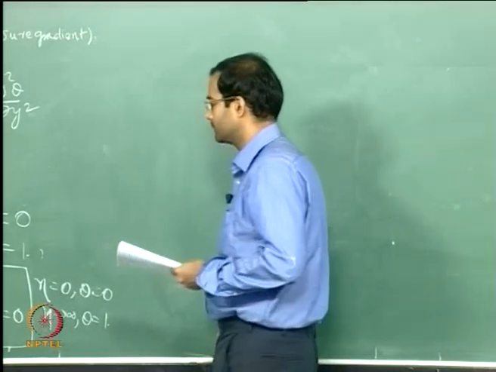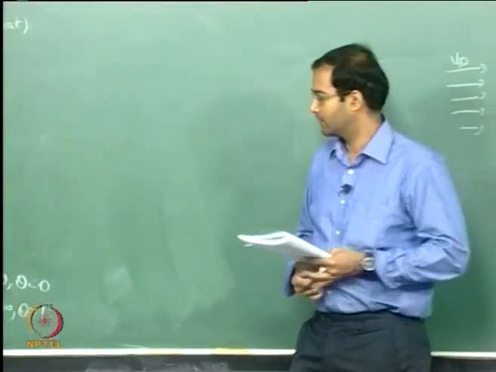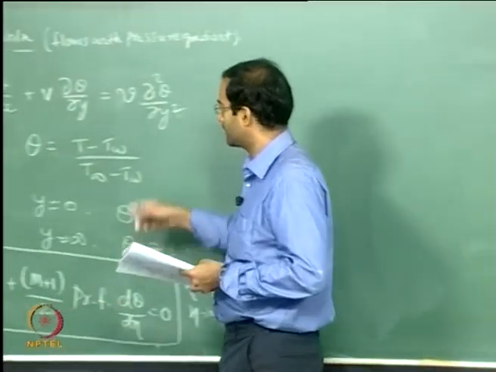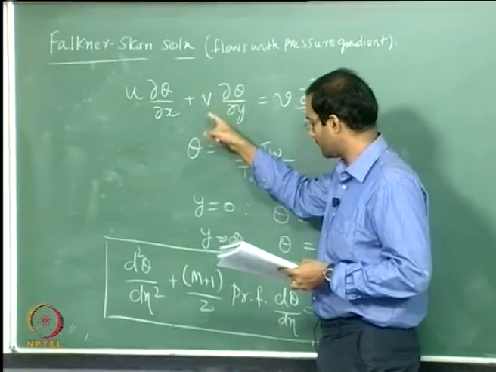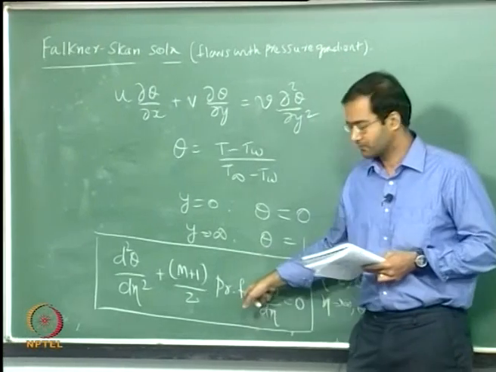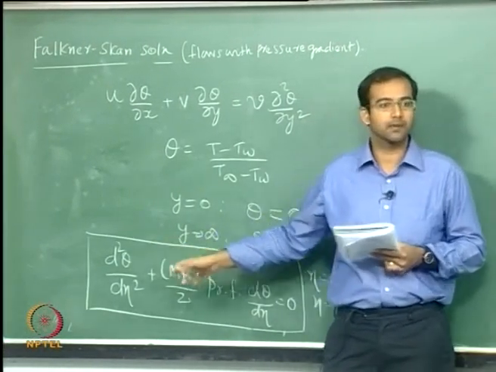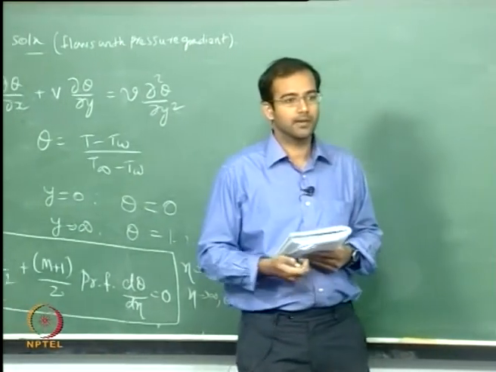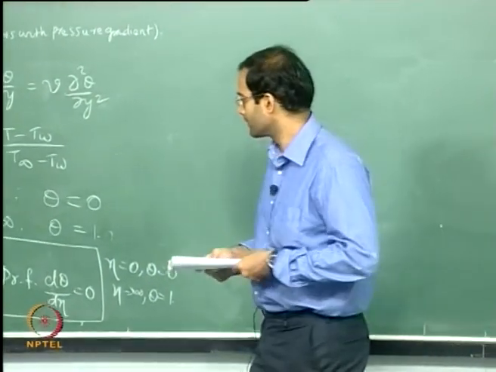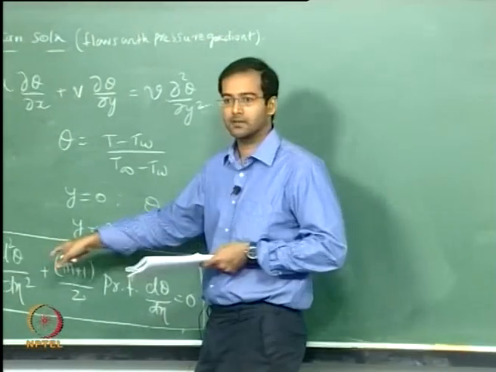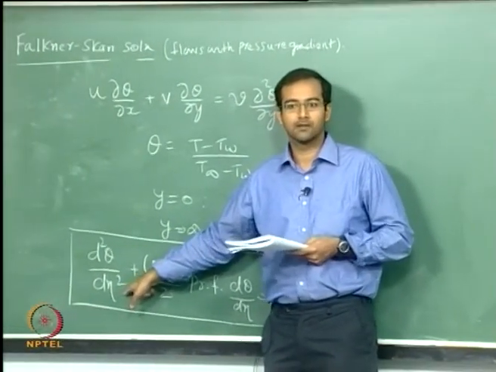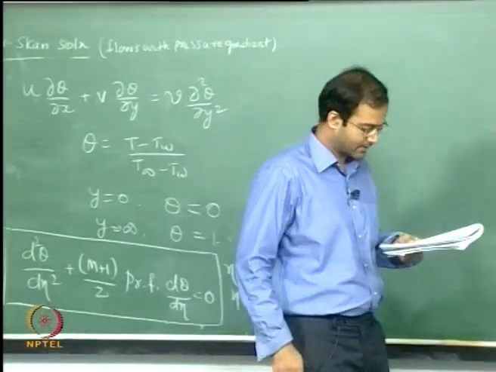So once you know the flow, you know the value of f, you plug it in. For a corresponding value of m, you can solve this once again by shooting method, the same way that we have been doing, and you can get the profiles for theta as a function of eta. So the same procedure repeats here.